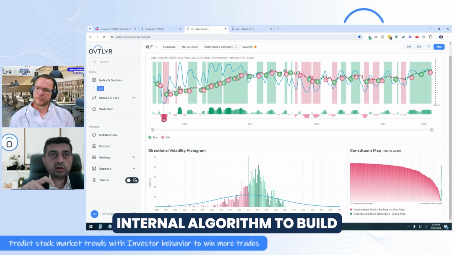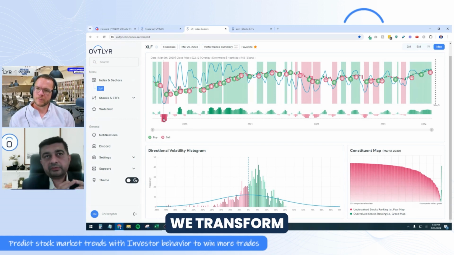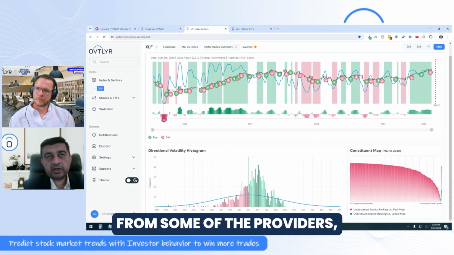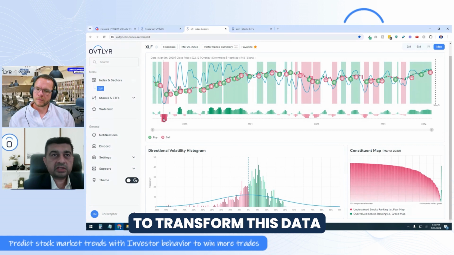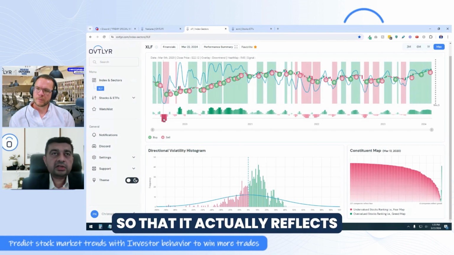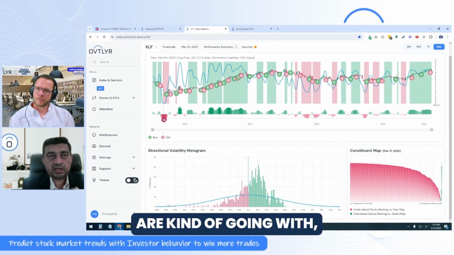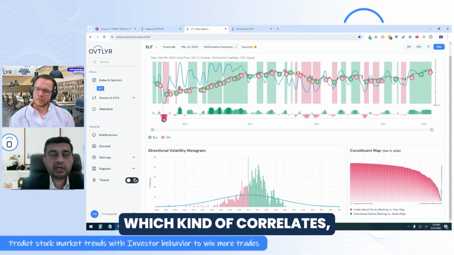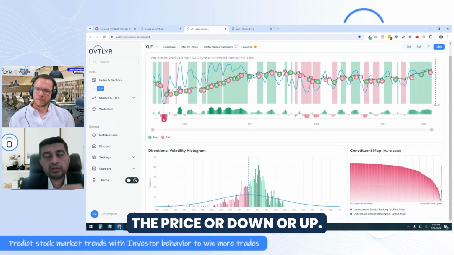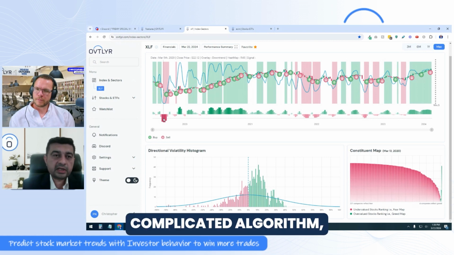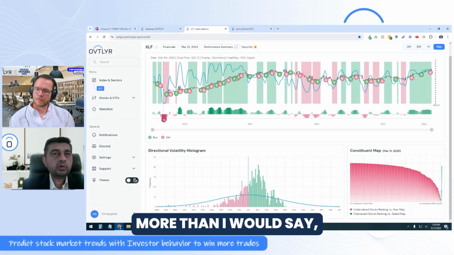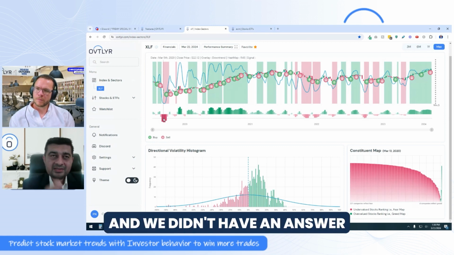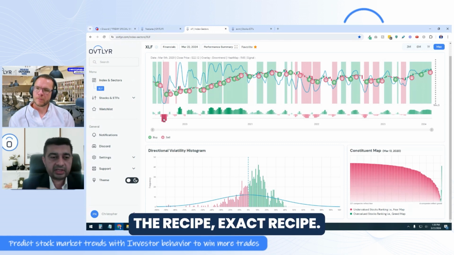And we have some internal algorithm to transform some of this data that we collect. We buy some unique data from some of the providers, and then we have a way to transform this data internally so that it actually reflects what these investors are going with, whether they are fearful or greedy, which correlates with whether it's pushing the price down or up. So it's a complicated algorithm, but we have probably, I would say, a ton of data points that go into it. And we didn't have an answer early on. Honestly, I didn't know the exact recipe.